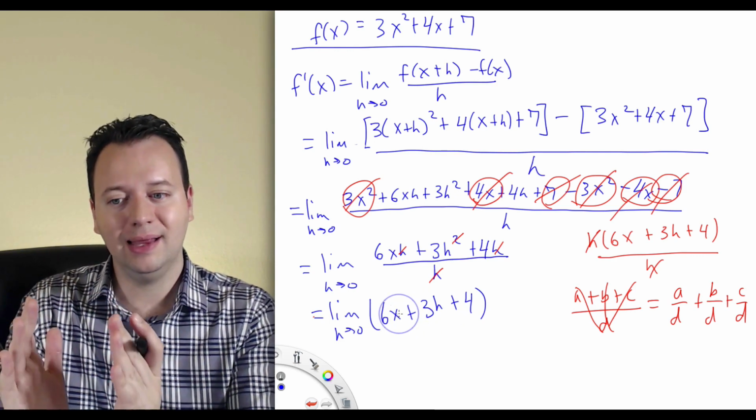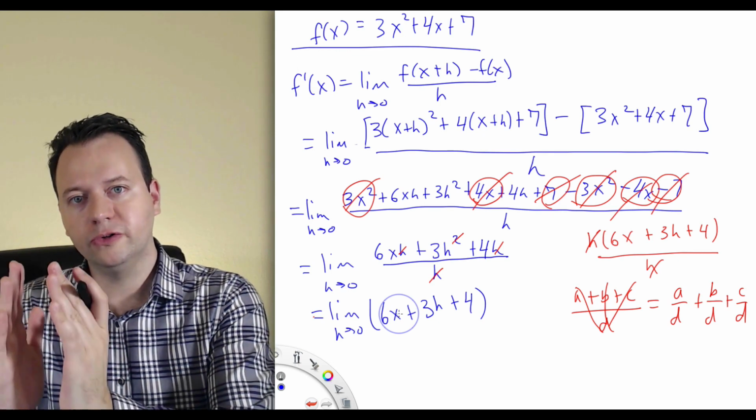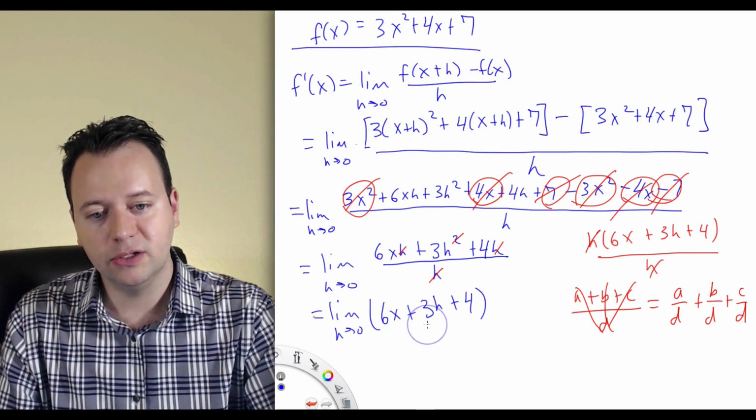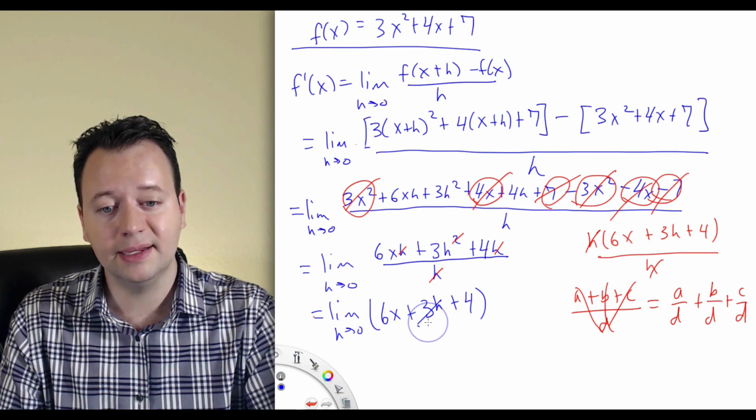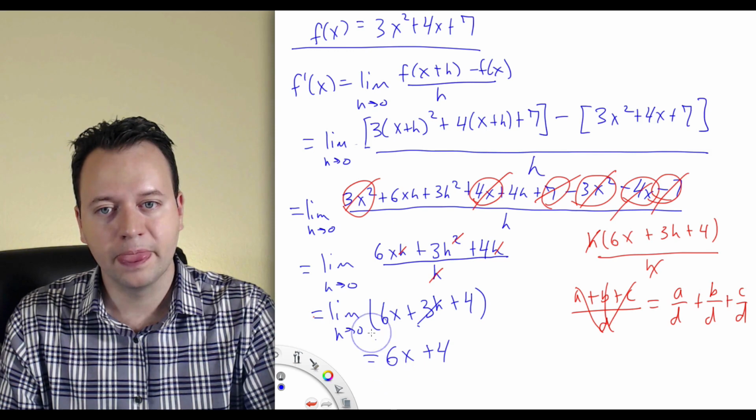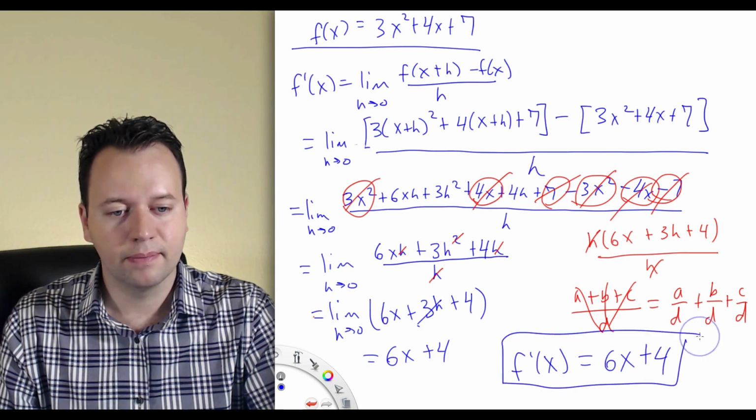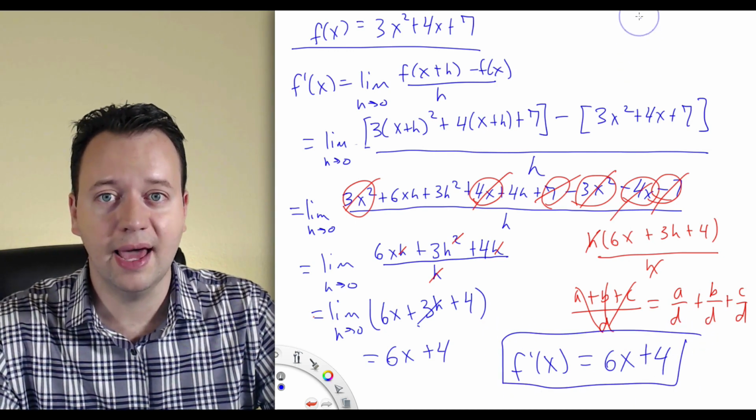But as we let that average rate of change be over a smaller and smaller and smaller interval, so as h goes to 0, this is going to approach 6x plus 4. So this limit as h goes to 0 just gives us 6x plus 4. So therefore f prime of x is just equal to 6x plus 4. So that's our second example of taking a derivative using the actual limit definition.